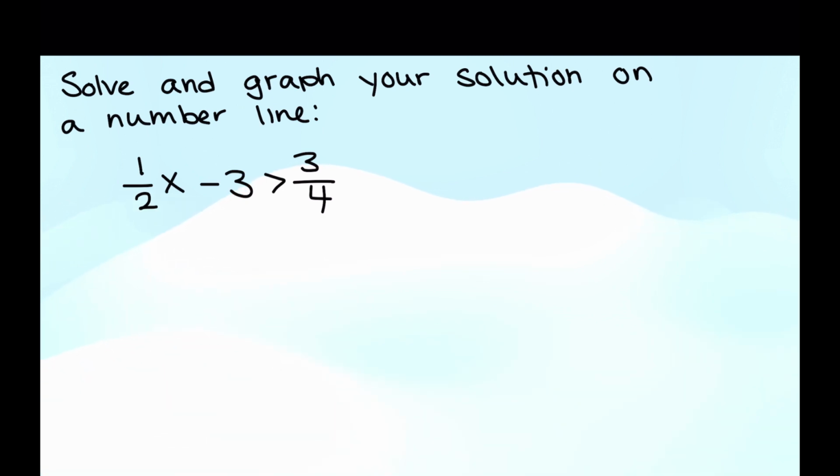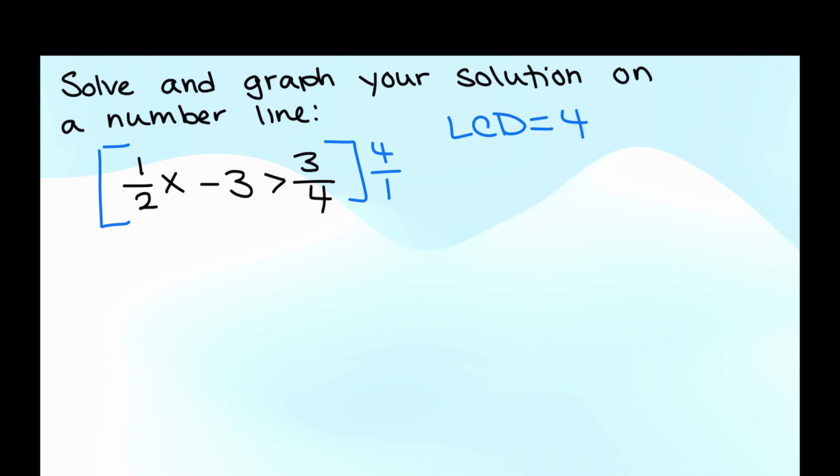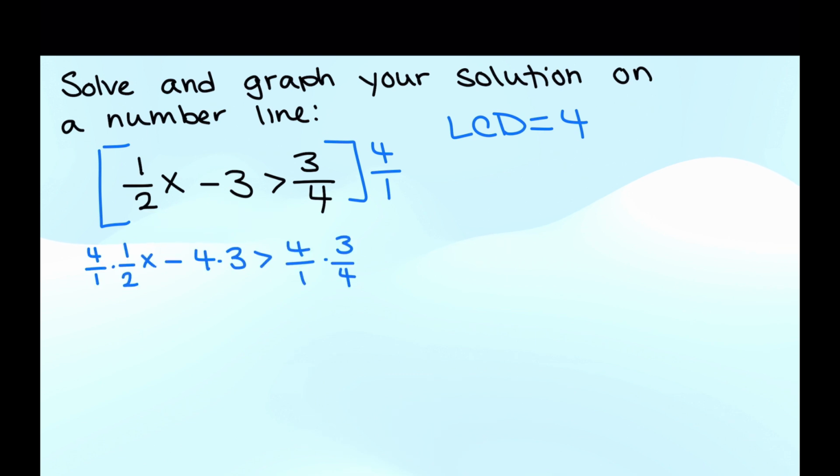We can solve this inequality as is by adding 3 to both sides. However, I do want to really reinforce this idea of clearing fractions by multiplying by the LCD, because that is a strategy that might come up in some future math classes you take. So in this case, the LCD is 4. I have denominators of 2 and 4. 4 is divisible by both 4 and 2. So I'm going to multiply every single term by 4.